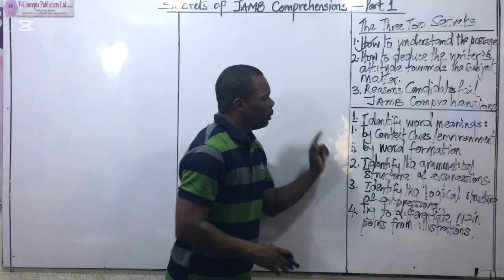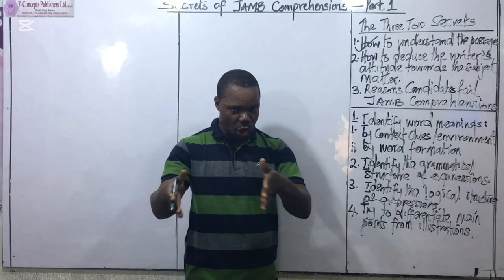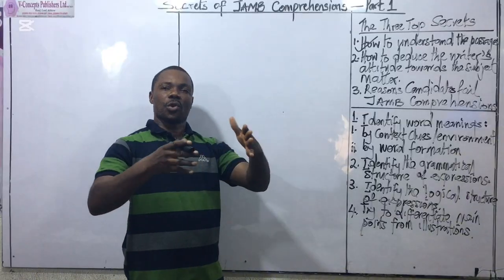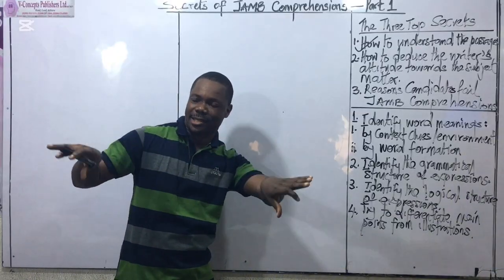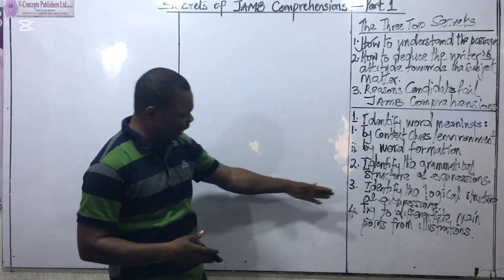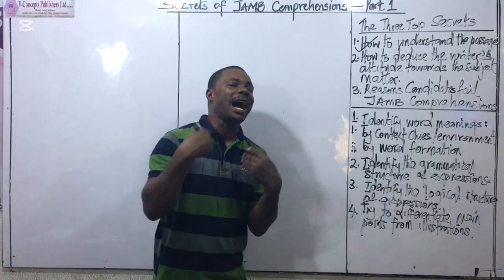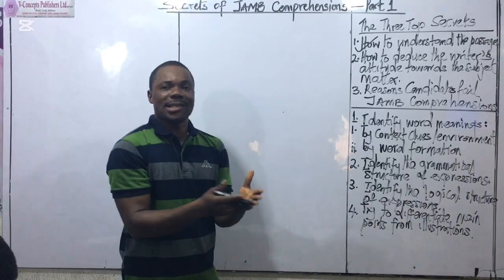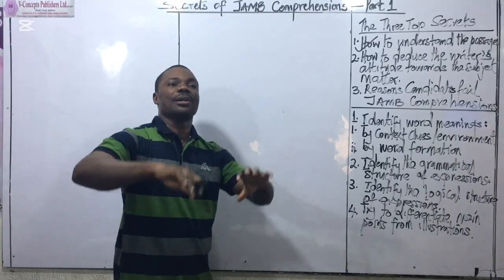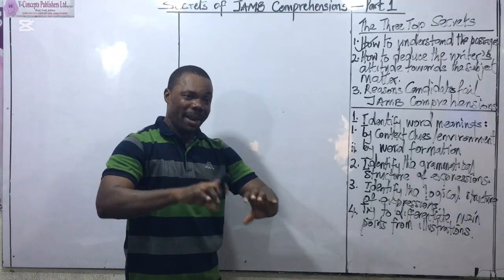Number 2, besides trying to understand the words, try to understand the grammatical structure of expressions. We are also going to discuss how to decode the way they construct their sentences. That will also help you to understand the passage. And 3, try to identify the logical structure of the expressions. Besides understanding the semantic structure, which talks about how words are put together to form an expression. That is what you call semantic structure.